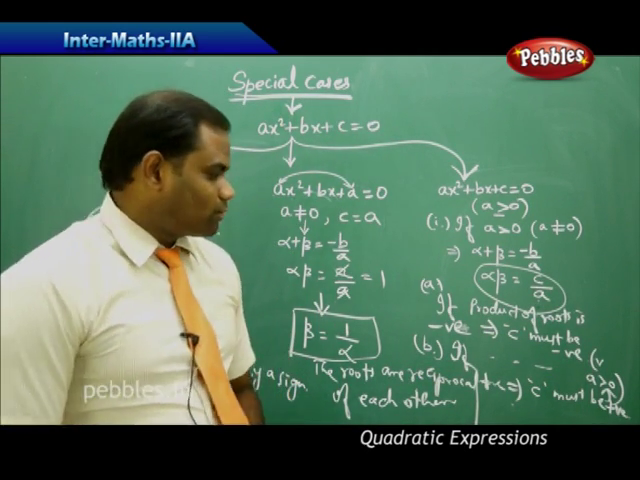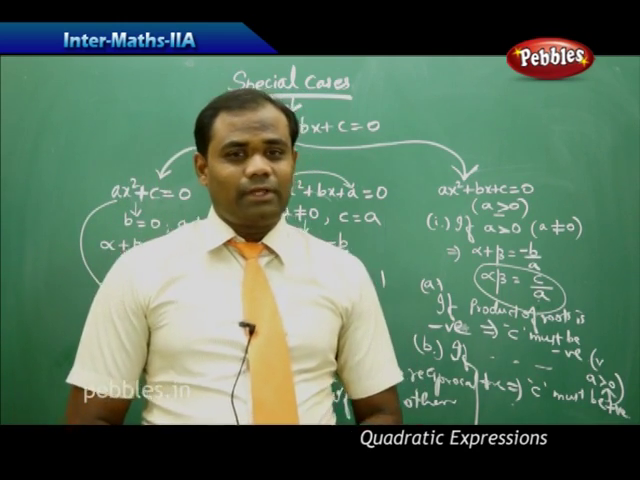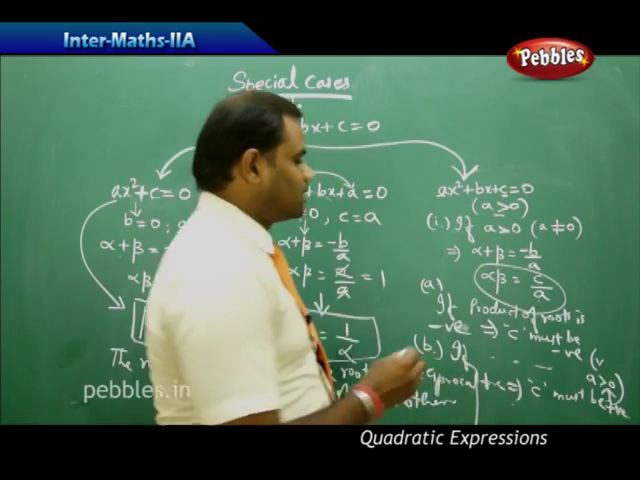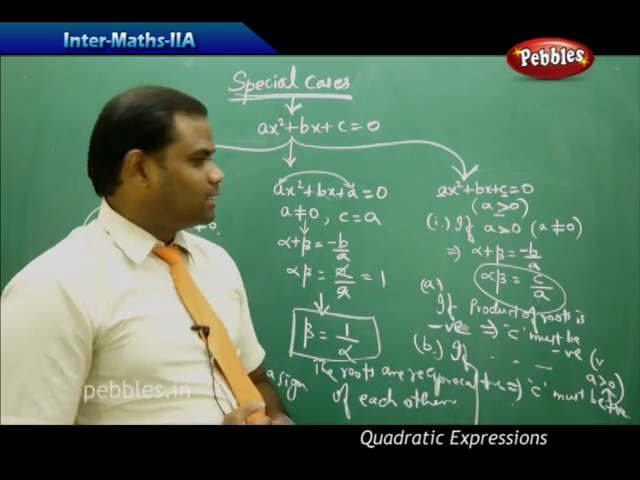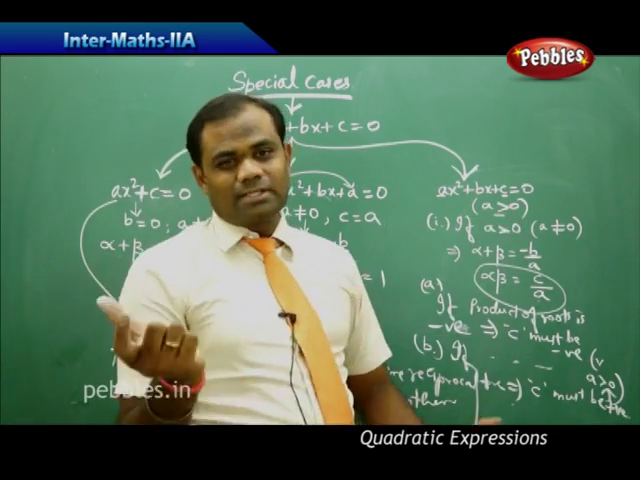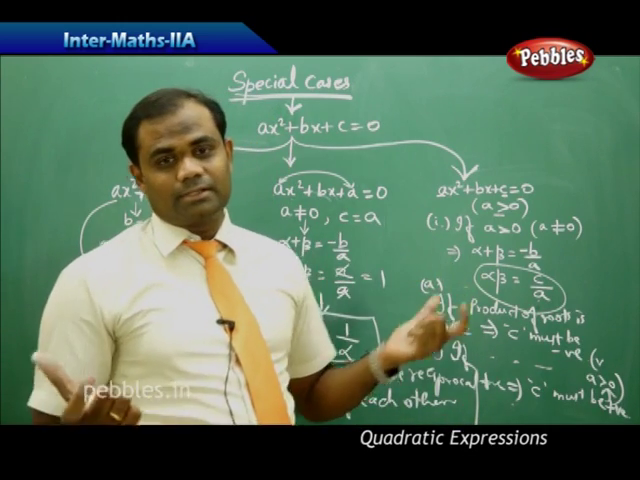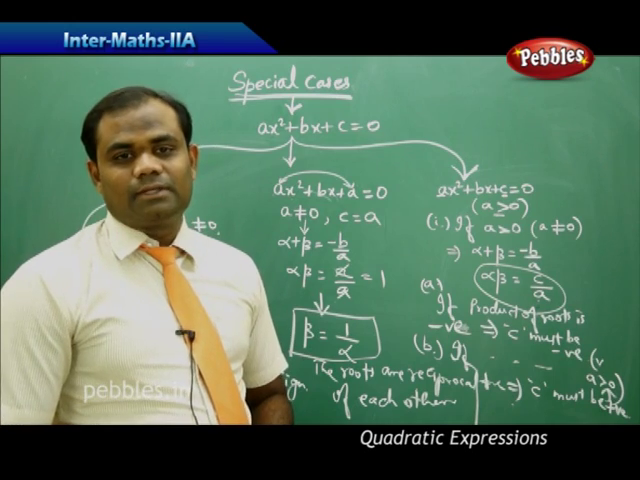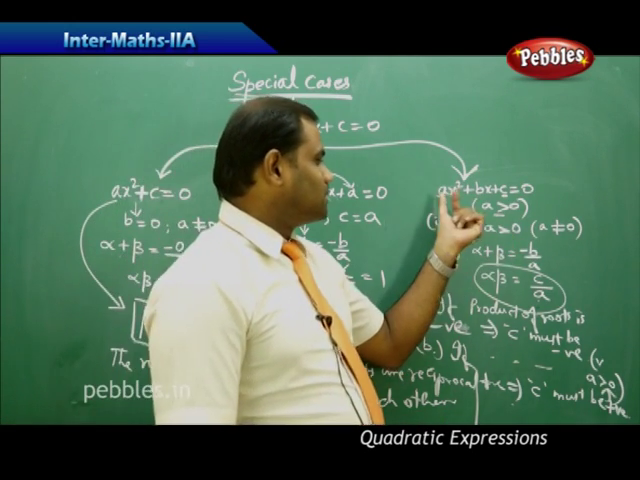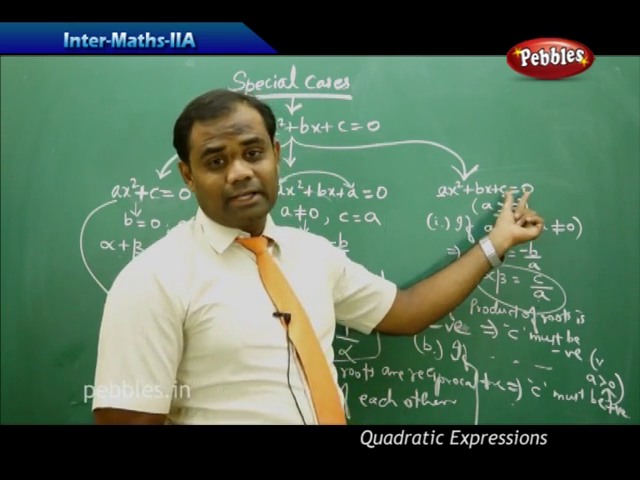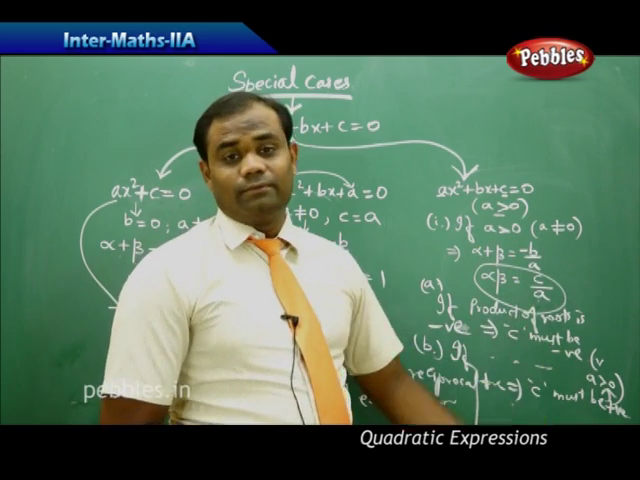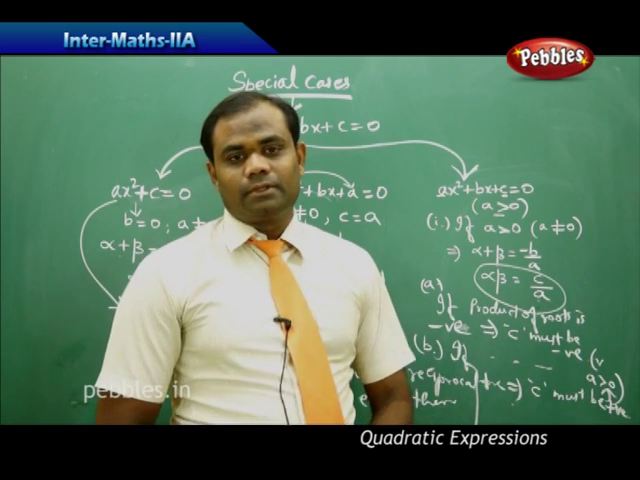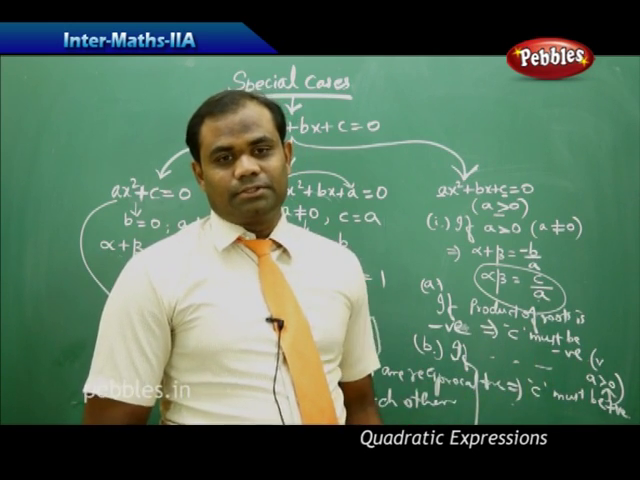So therefore, the product of roots defines the sign relation of a and c. That is, if a and c are positive, then the product of roots is positive. If a and c are of opposite signs, one being plus and one being minus, either way, then the product of roots will be negative. This is how we connect the signs of a and c with the product of the roots, because alpha beta is c over a.